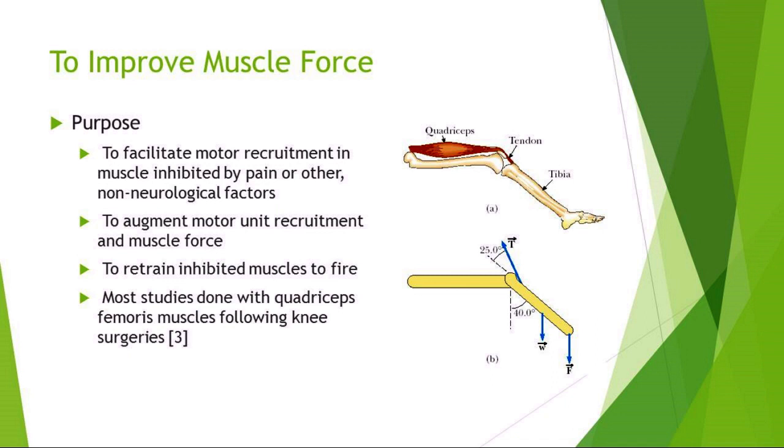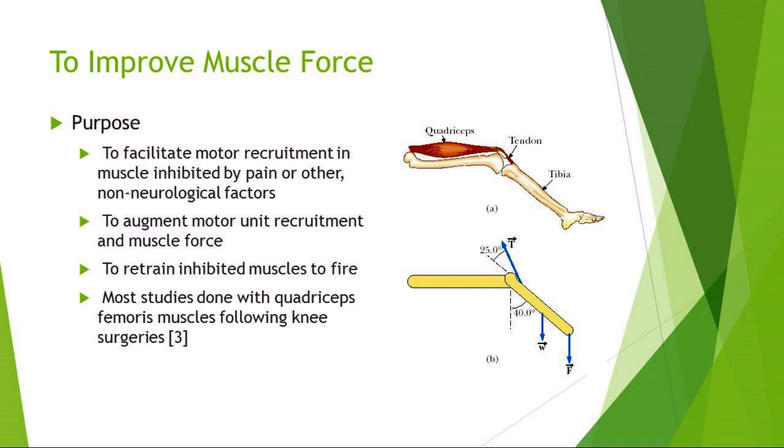Also to augment motor unit recruitment and muscle force. So you've got this wimpy little quadriceps contraction and we want to augment motor recruitment to increase muscle force. Or to retrain inhibited muscles to fire. So we've got this inhibited muscle group in the quadriceps after surgery, and we're trying to retrain them so then we can transition into functional movements. So the goal of PT is always going to be to improve function, but we might be using this as a stepping stone to that goal.